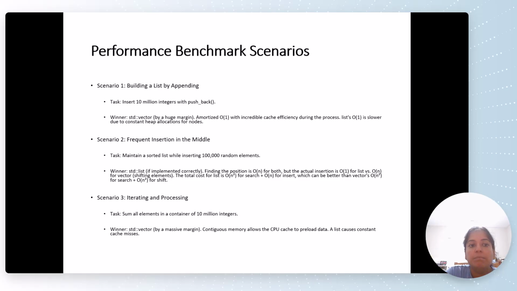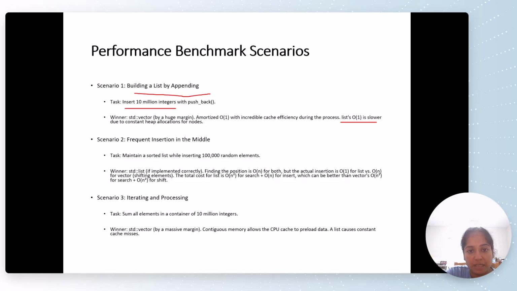For example, building a list by appending. The task given to you is to insert 10 million integers with push back. Should you use a vector or a list? In that case, vector is the winner. If you were to use insert on a list, every time it would be big O of n complexity because you are inserting at n. List big O of 1 is slower due to the constant heap allocations for each node. Every time you need to create a heap allocation.